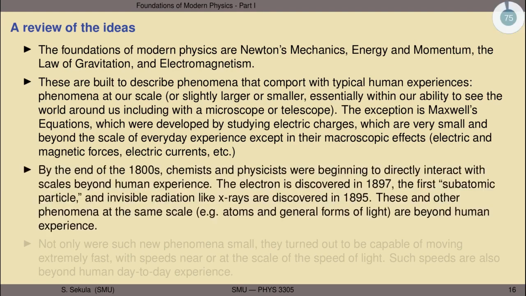By the end of the 1800s, chemists and physicists were beginning to directly interact with scales that really were beyond human experience. So, for example, the electron is discovered in 1897, and it turns out to be the first subatomic particle, although that really wouldn't be fully understood for several more decades. In addition, an invisible radiation, like, for instance, what we now call X-rays, was discovered at the end of the 1800s, in 1895 in the case of X-rays.